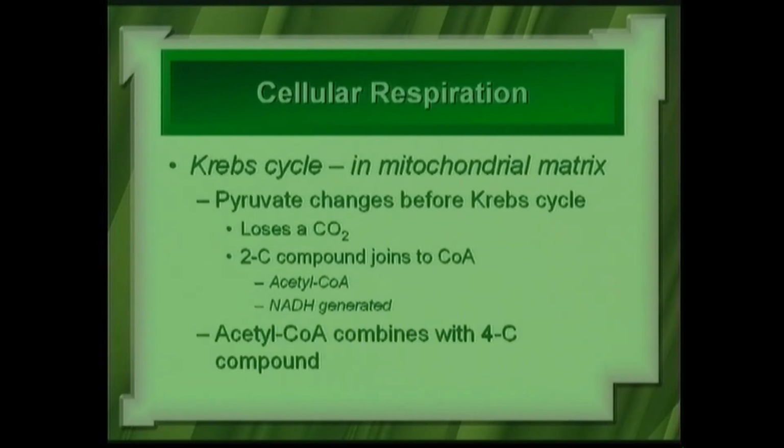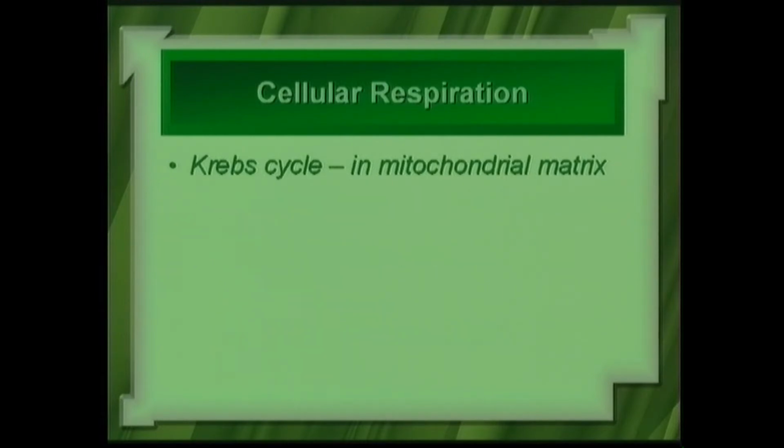Okay, so this acetyl coenzyme A will then combine with a 4-carbon compound. So what do you end up with? You'll end up with a 6-carbon compound. Okay, it's kind of interesting. Then through the Krebs cycle, you have more decarboxylation. That's just a fancy word for saying that you will end up with carbon dioxide being given off.